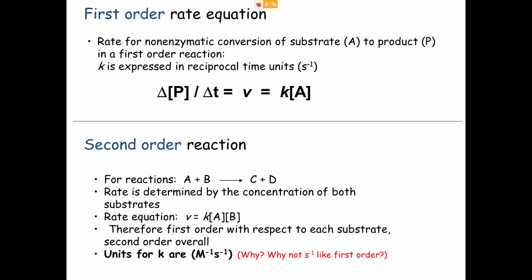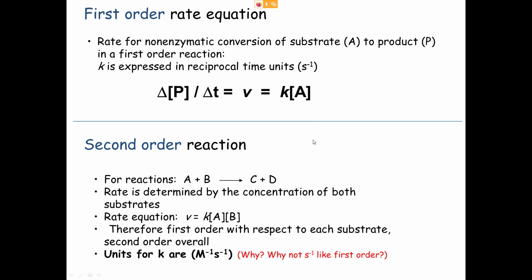It takes 2 A's to make it 1 P. So it's a 2-to-1 molar ratio. That would be a second order reaction, because if you wrote the equation for the rate, it would read V equals some constant K times the concentration of A times the concentration of A again.